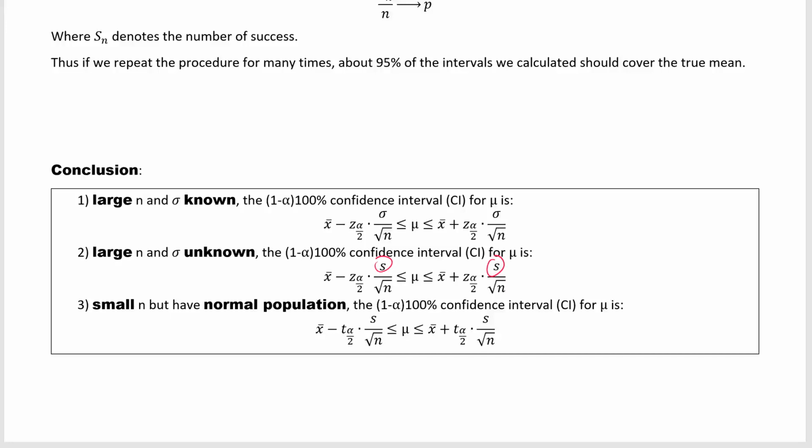But if we have a small sample and we don't know sigma, and also add the assumption that the population is normal, then we use the t distribution to calculate. And the degree of freedom is n minus 1, it's not n. I emphasized this many times, so I hope that you won't make this mistake.